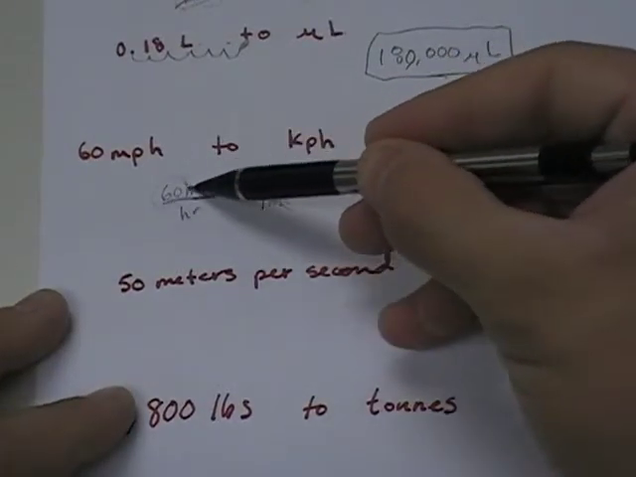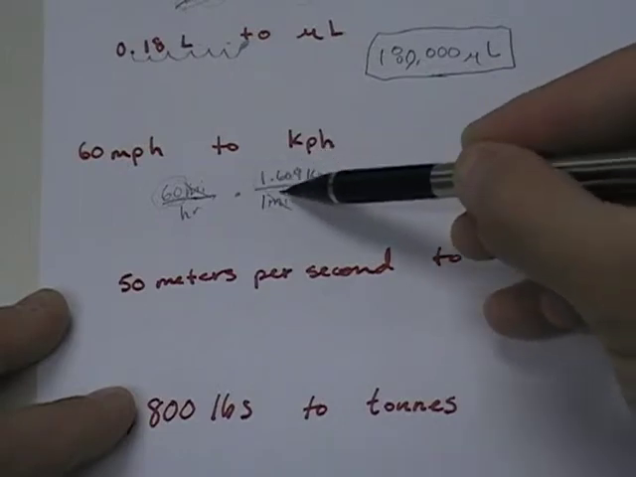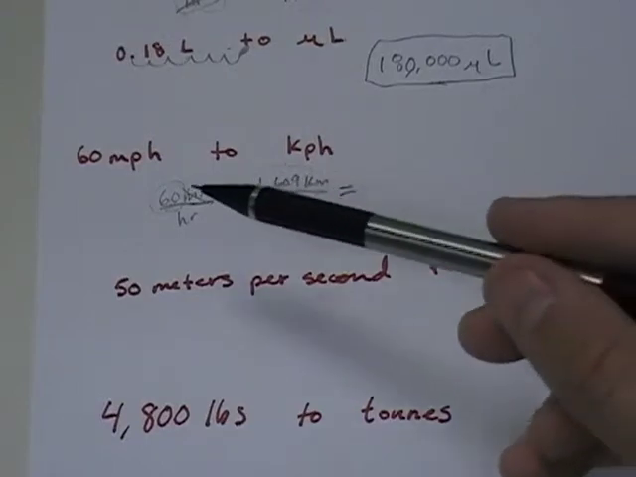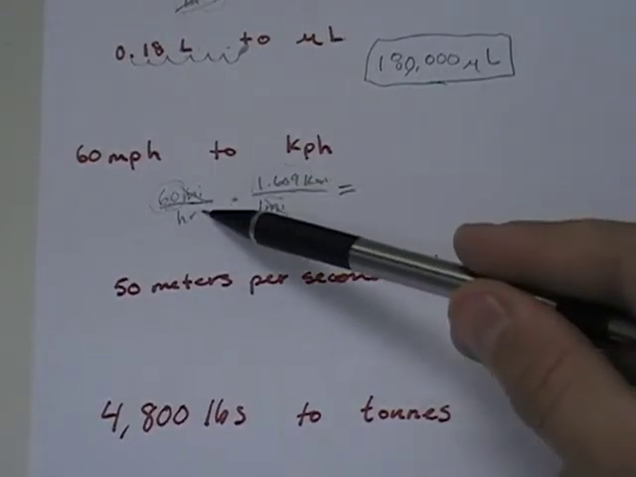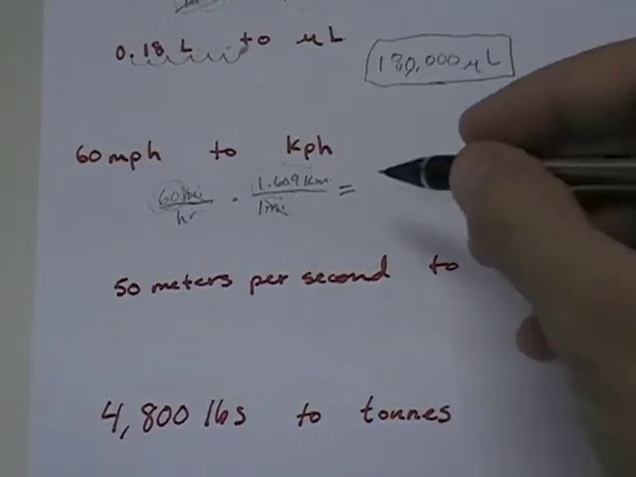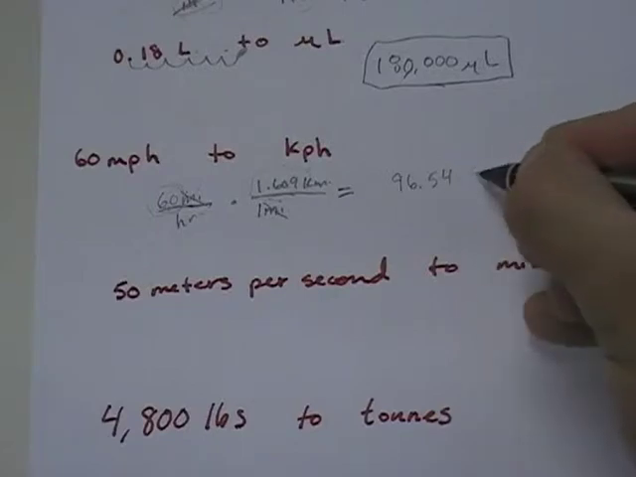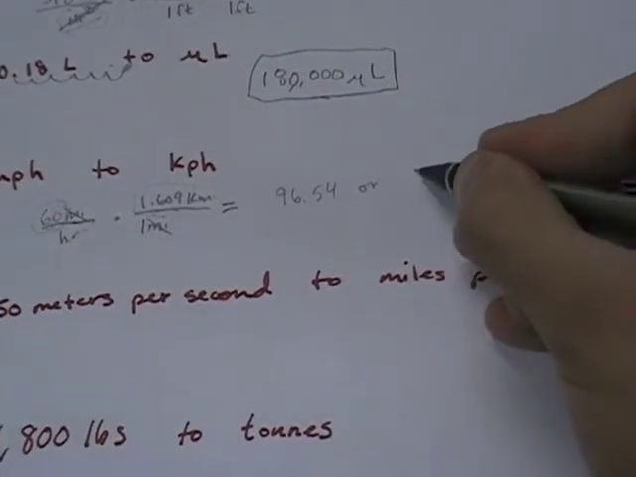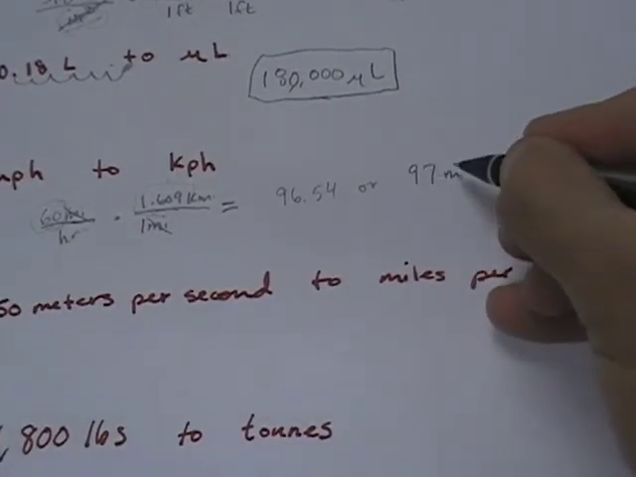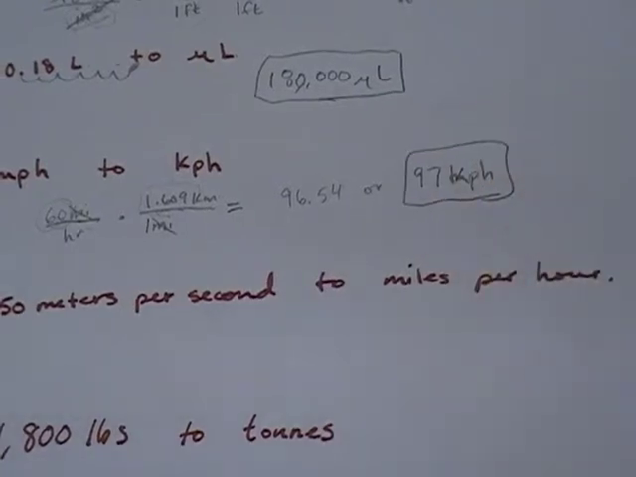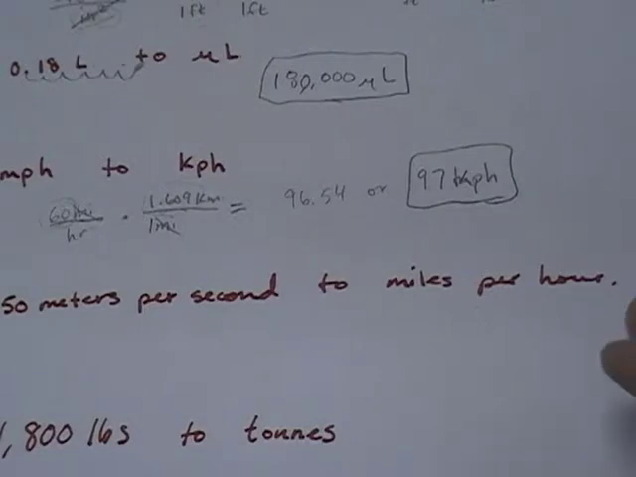So we're going to say this has 2 significant digits, and this guy here has 4. And what determines your answer is the lowest number of significant digits. So 2 and 4, I'm going to round my answer to 2 significant digits. So 60 times 1.609 is 96.54. And we're going to call that 97 kilometers per hour. Okay? And that's if we round it to 2 significant digits.